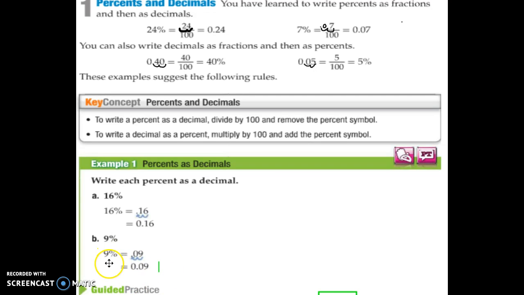Alright, not too difficult. We're moving the decimal 2 places. The only thing that's tricky is am I going to the left or am I going to the right? So when you go from a percent to a decimal, your decimal should always be smaller than the number you start with. So 16 is what I started with, 0.16 is what I ended with. And now you can get in the habit of saying this is 16 hundredths. So that means it's 16 out of 100. This is 9 hundredths, or 9 out of 100. And again, your decimal should always be smaller than the percent that corresponds to it.